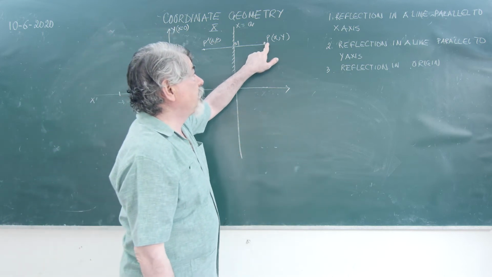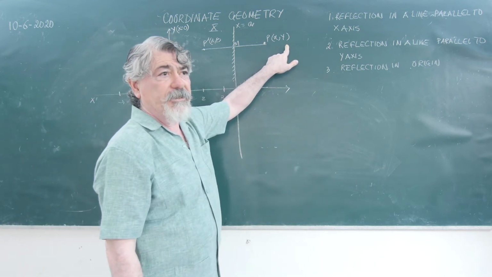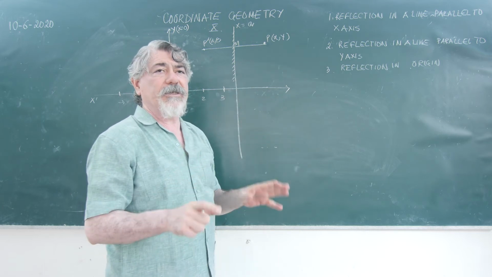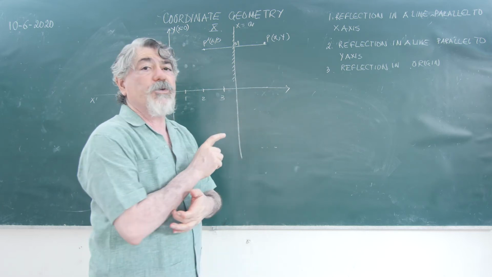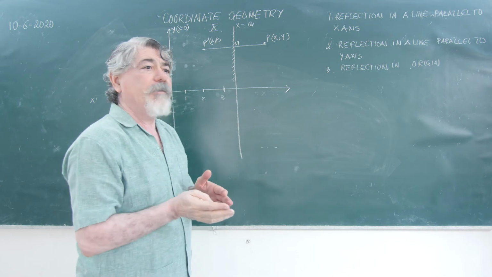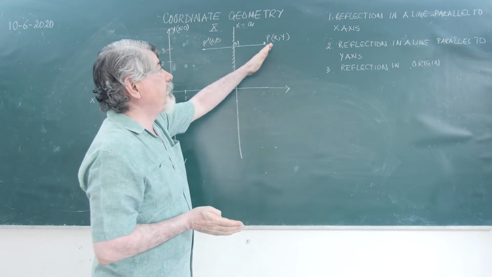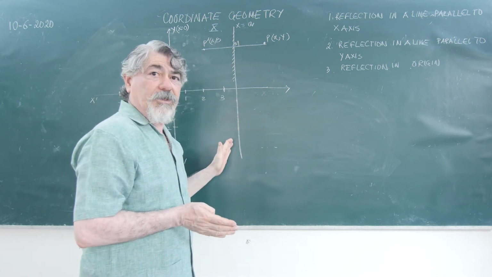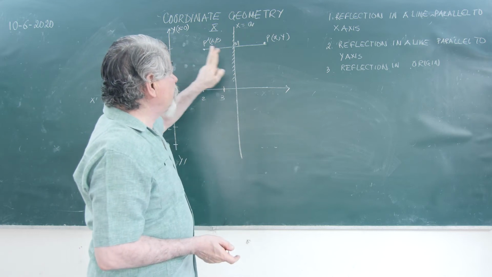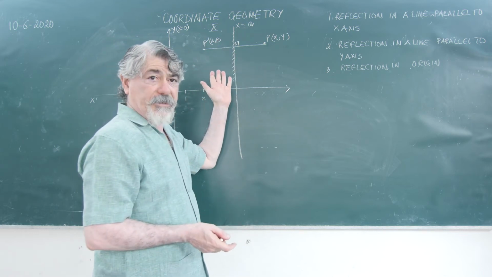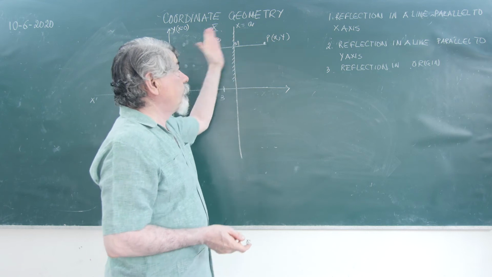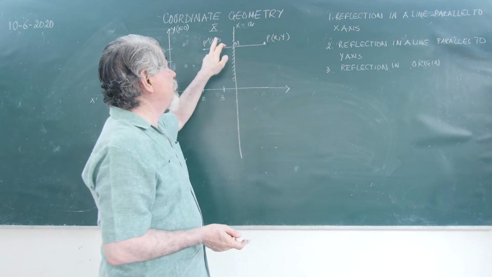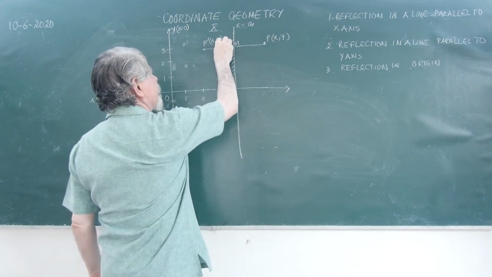Now here the object is P. The object in this condition is a point P whose coordinates are x, y. I am trying to reflect the point P in the line x is equal to a. It will naturally form on the opposite side of the mirror. This is the mirror, and on the opposite side of the mirror it will be formed. Let the coordinates of this be alpha, beta.